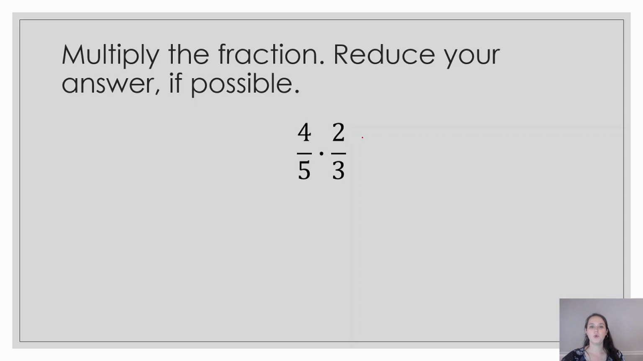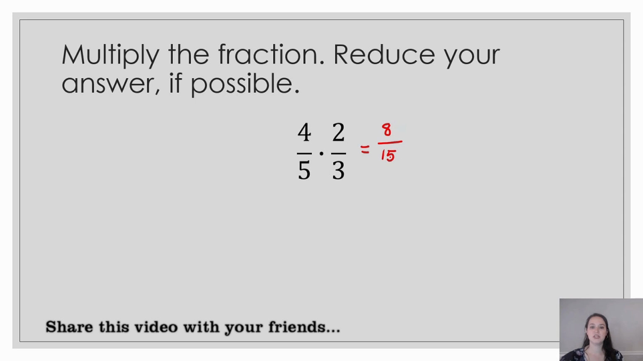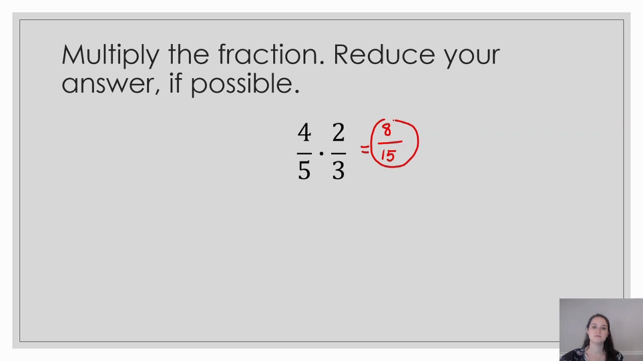I've got 4 times 2, multiplying my numerators together. I'm going to get 8. And then I have 5 times 3, my denominators, 15, right? 8 over 15. Is there anything to reduce, anything I can cancel out? There's nothing. So that would be my answer, 8 over 15. Pretty straightforward. Let's try another one.